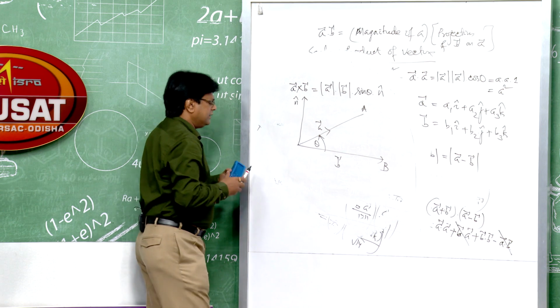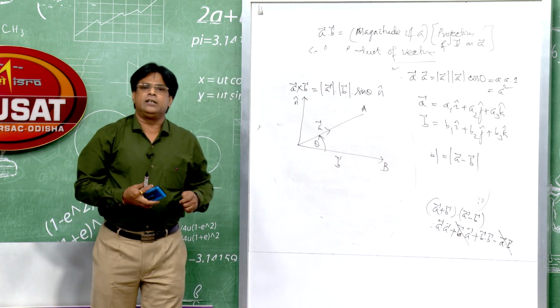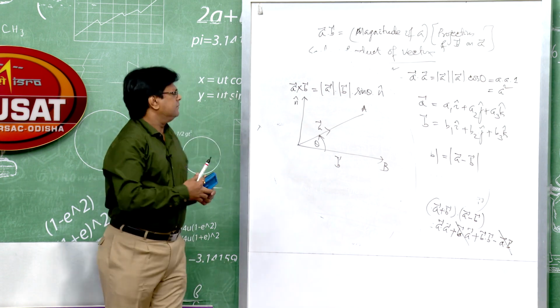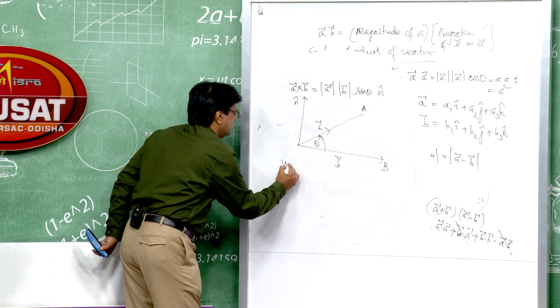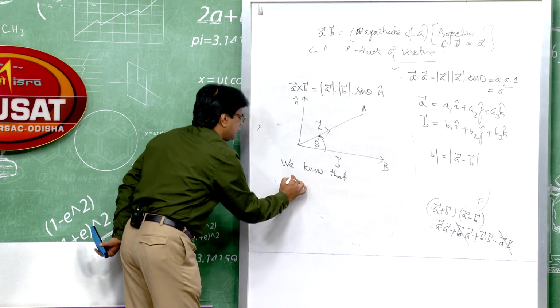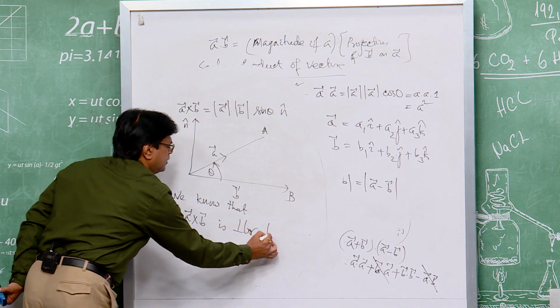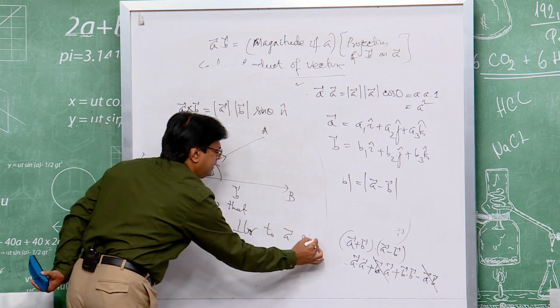So in this way, we know that the cross product of two vectors is perpendicular to both A and B. We know that A cross B is perpendicular to both A and B.